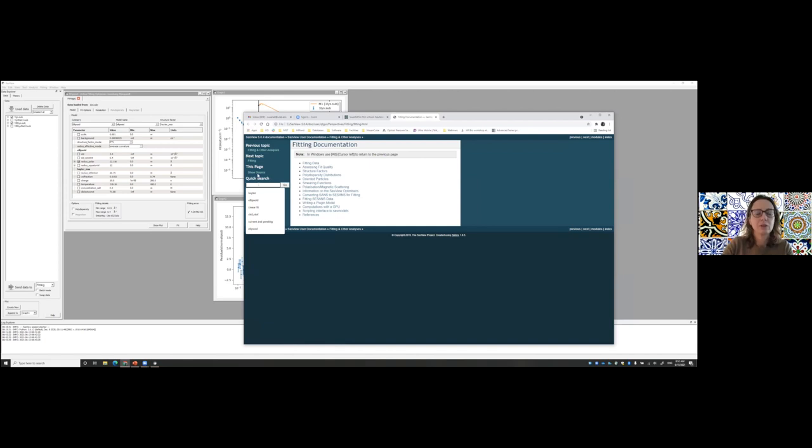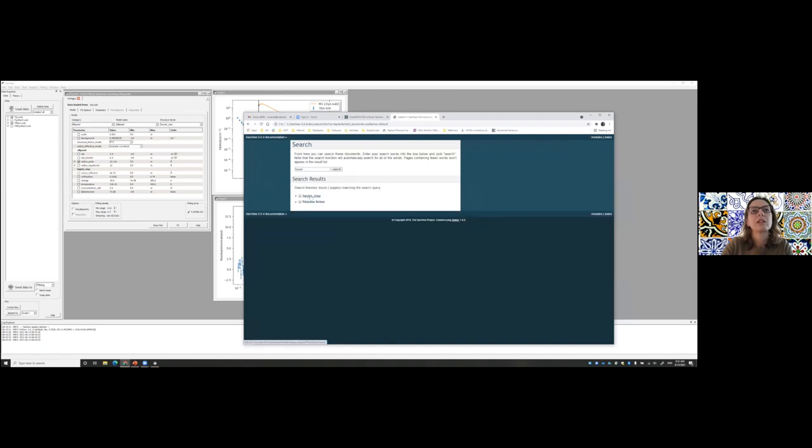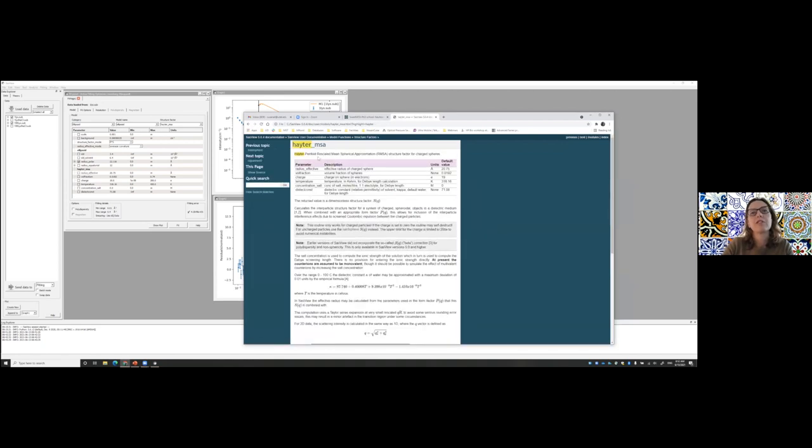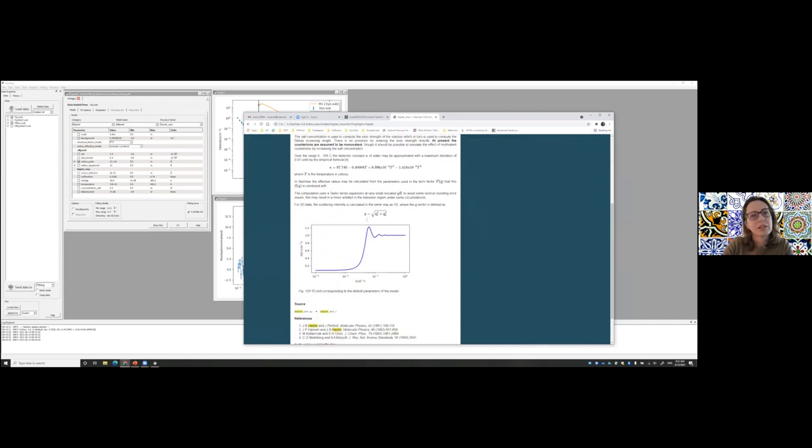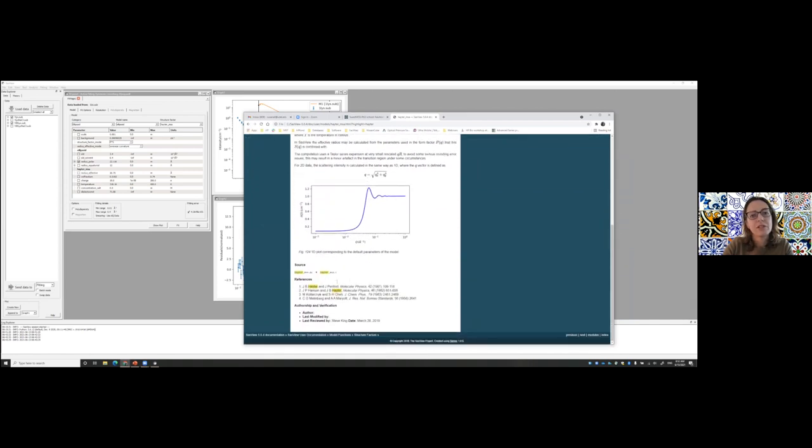rely on it. And if, for example, let's say you do a search on Hayter MSA, let's say I don't know what the structure factor is, you do a little search, you click on it, and it actually explains what each parameter is, what are the units, what's the default value that it will assume, and it then explains what the model is, what it's designed for, and very importantly, it gives you references at the bottom. And please do read about the model before you dive into the fitting so that you know, one, if it's appropriate, and two, what's the way to apply the model.